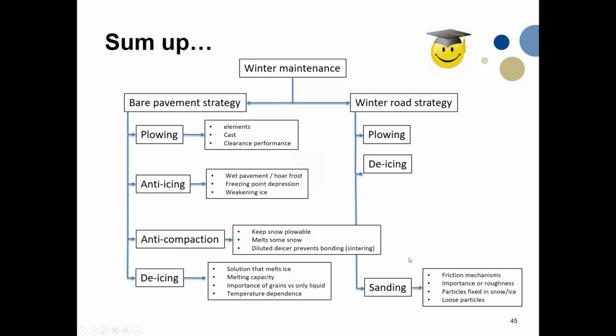And finally, we talked about sanding. Very briefly, we discussed some friction mechanisms. We discussed the importance of roughness, or viewing sanding as a way to add roughness to the surface, and the difference between loose particles that scratch the snow contra big particles that get fixed and embedded in the snow and ice layer that can create a kind of sandpaper effect.